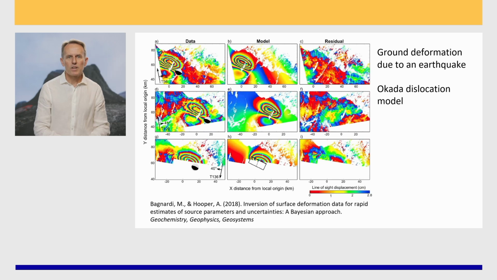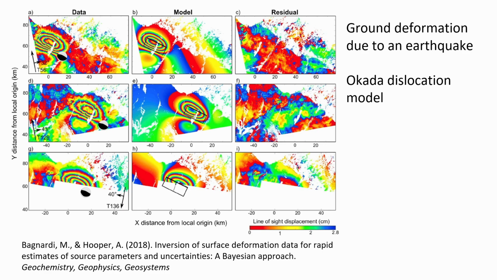Model predictions are shown in the middle panels from the inferred best fit model, referred to as the maximum a posteriori probability solution. This is the solution that is considered most probable. There the black rectangle shows the outline of the optimal fault plane, with the thicker line outlining the up-dip edge of the fault plane and the arrow representing the direction of slip.